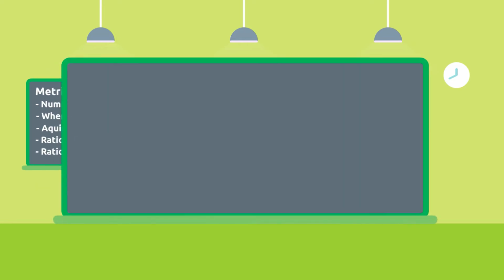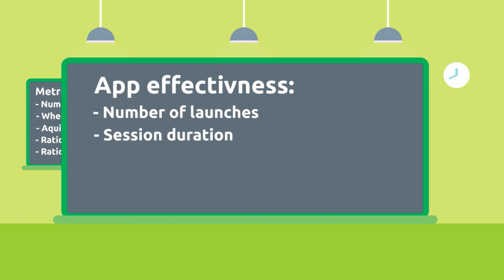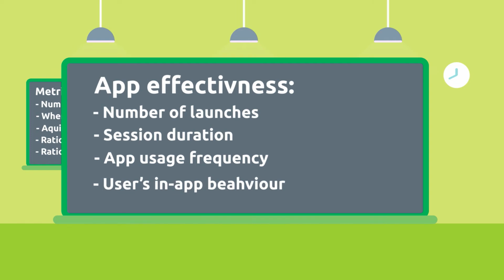You can also evaluate the effectiveness of an application using the following indicators: the number of launches, duration of sessions, the average frequency of application usage, data on targeted user actions in the application.